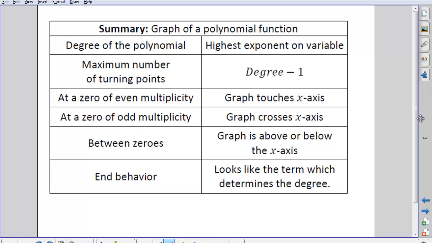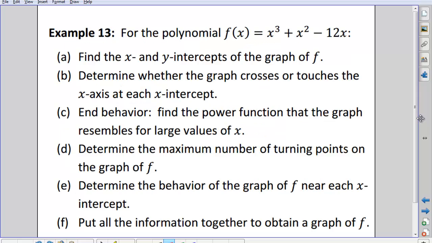So here's a summary of everything that we've talked about so far in this section. And so the last two examples we're going to look at are just putting all this together and asking all these different questions about the degree and turning points and the zeros and the behavior near the zeros and all that kind of stuff. So let's dive in here.